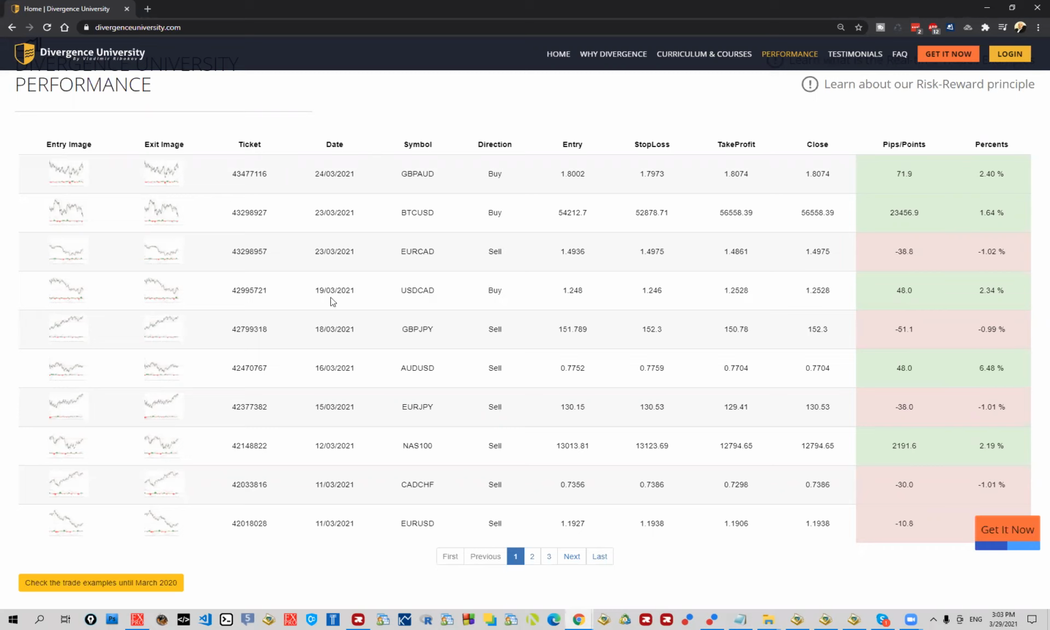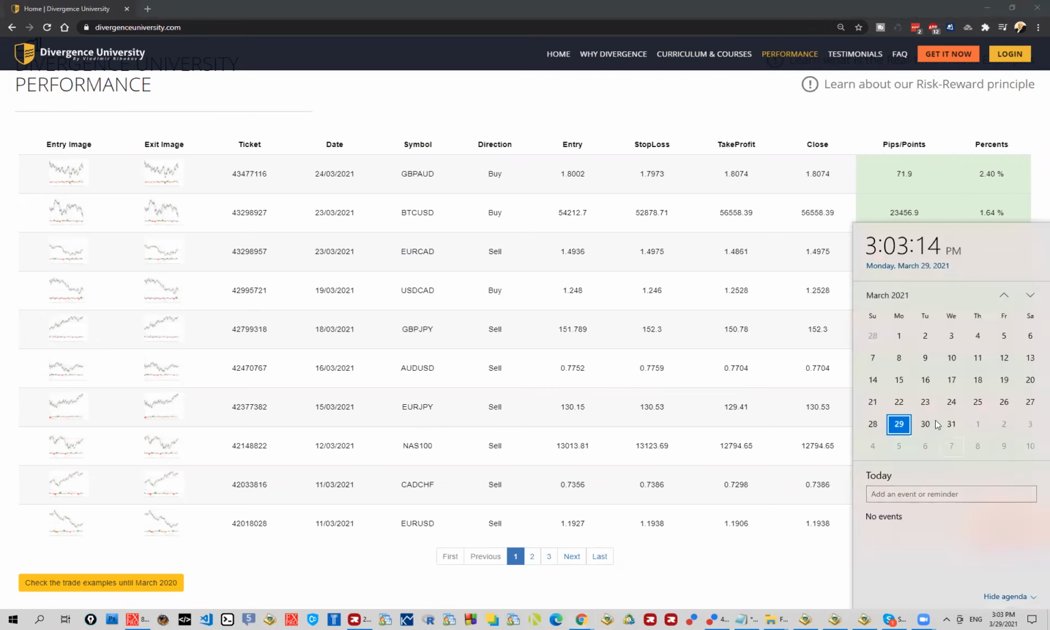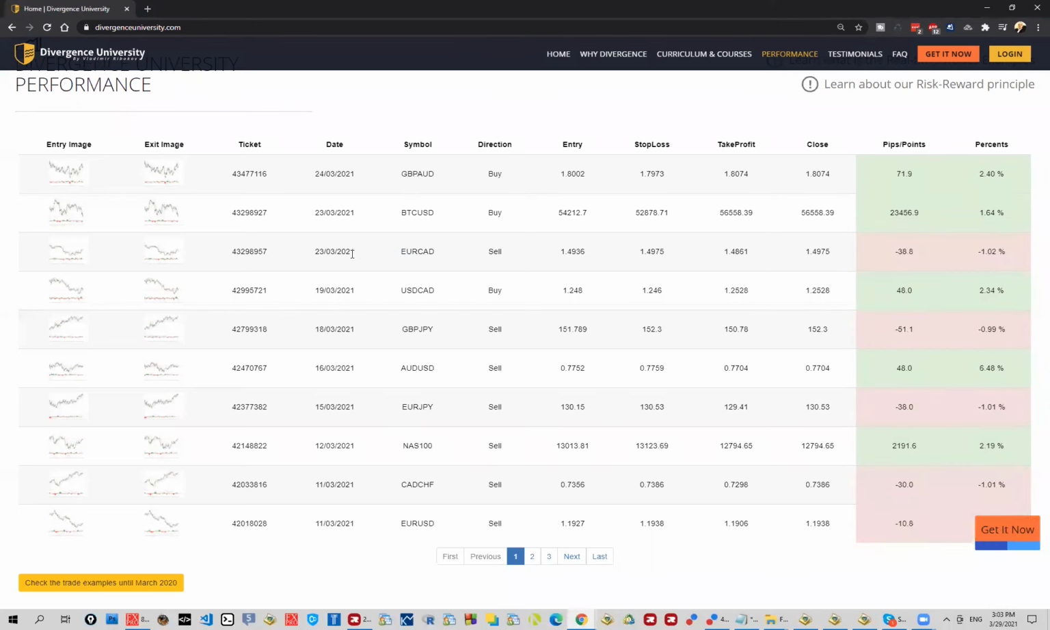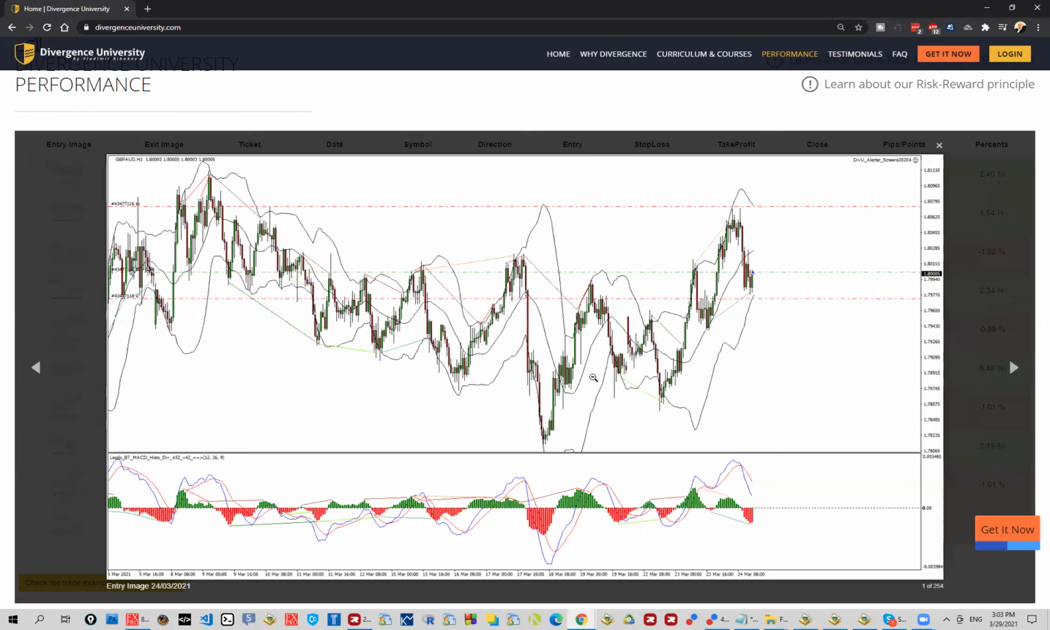The website where you can find this table is divergenceuniversity.com, and under the performance tab right here you'll be able to see this table. As we can see, the previous week started from the 22nd, which means from here to the top we have three possible trades. I'm going to start with pound Aussie on the top because this is the one I like the most.